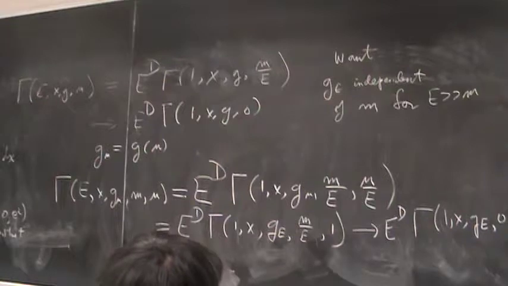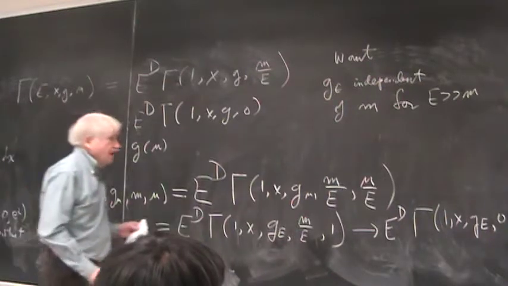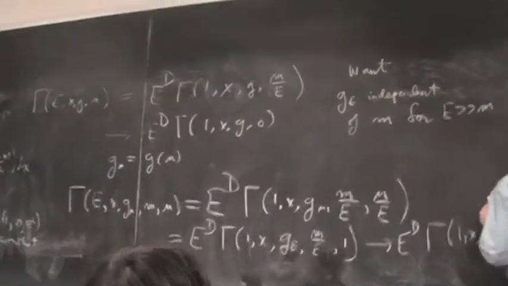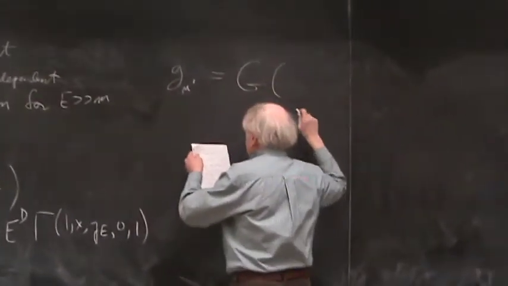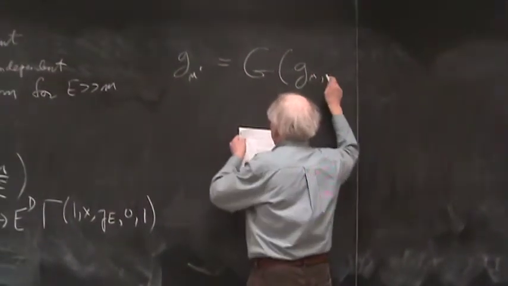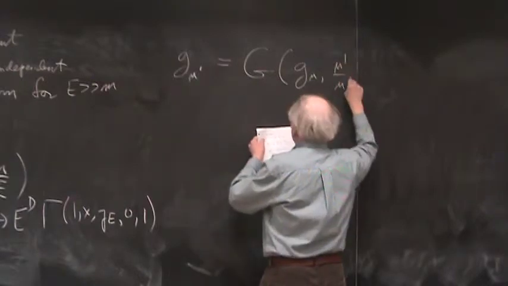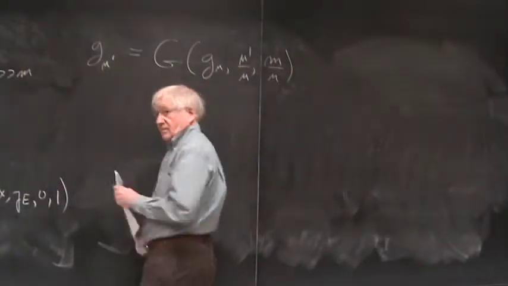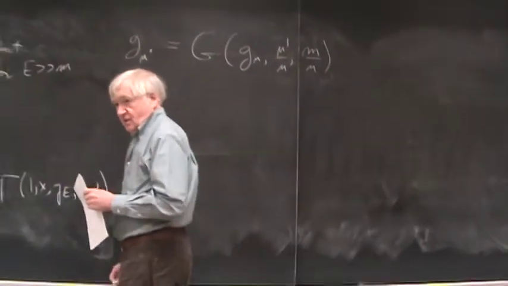Sorry, going so fast. Okay, so all right, so we've got this. So what is g of mu prime? We expect this to be some function g of mu, the ratio mu prime over mu, and the ratio of m over mu.